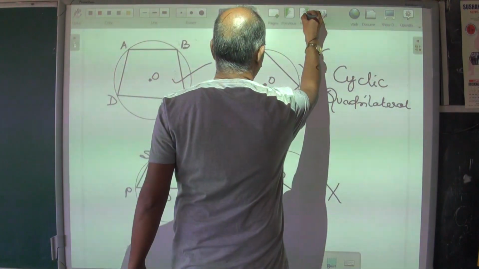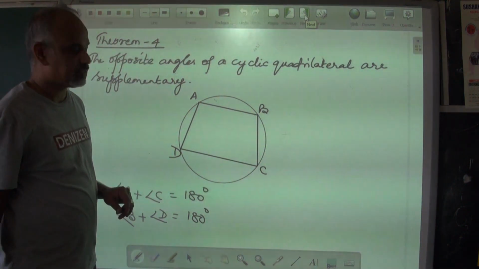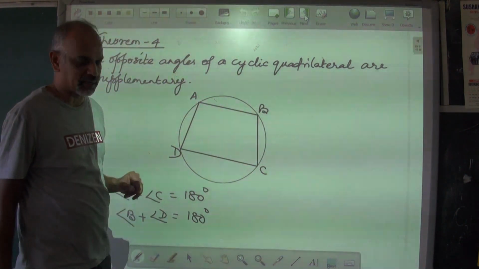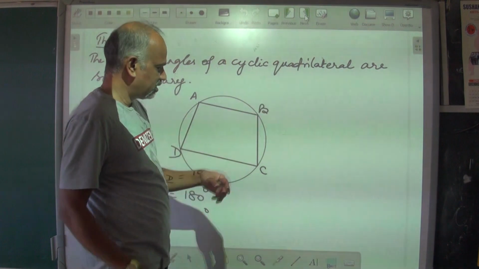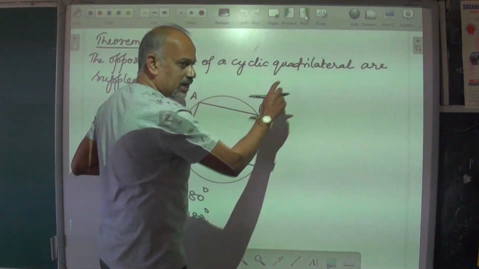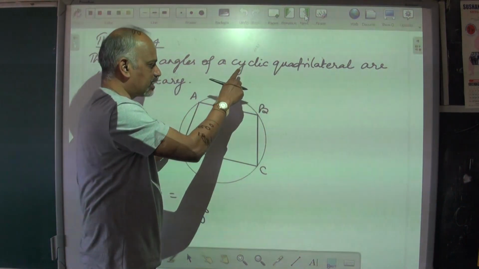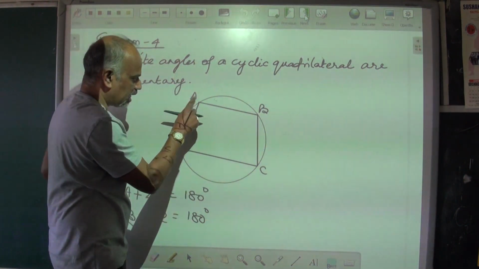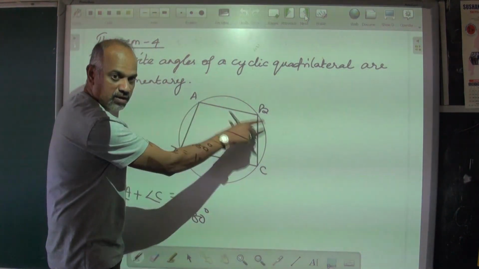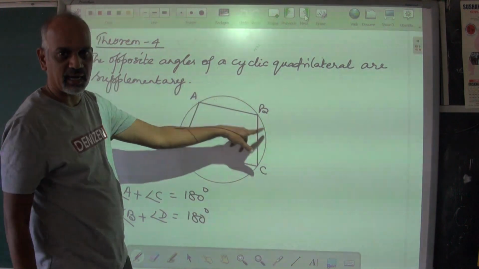The next two properties are about cyclic quadrilaterals. Theorem number 4: the opposite angles of a cyclic quadrilateral are supplementary. We'll come to this later. First, let's check whether the figure which I have drawn has a cyclic quadrilateral or not. A cyclic quadrilateral is a four-sided figure and all four vertices must lie on the circumference of the circle. ABCD is the quadrilateral. A, B, C and D, all of them lie on the circumference of the circle. Therefore, ABCD is a cyclic quadrilateral.